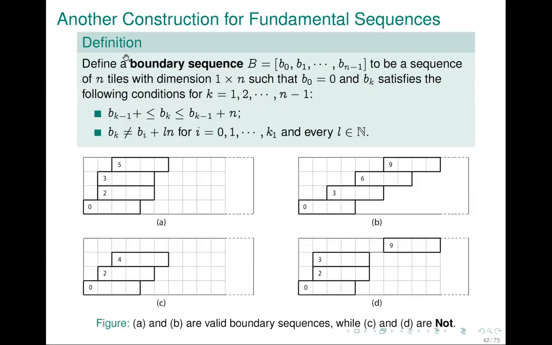Okay. So next I will introduce another construction for fundamental sequences, because the previous one is motivated by recurrence, but it's very difficult to say any properties about the fundamental sequences. So I define a boundary sequence and try to build a bijection between them. Okay, so boundary sequences are basically sequences that satisfy these conditions, and B0 always starts with 0.